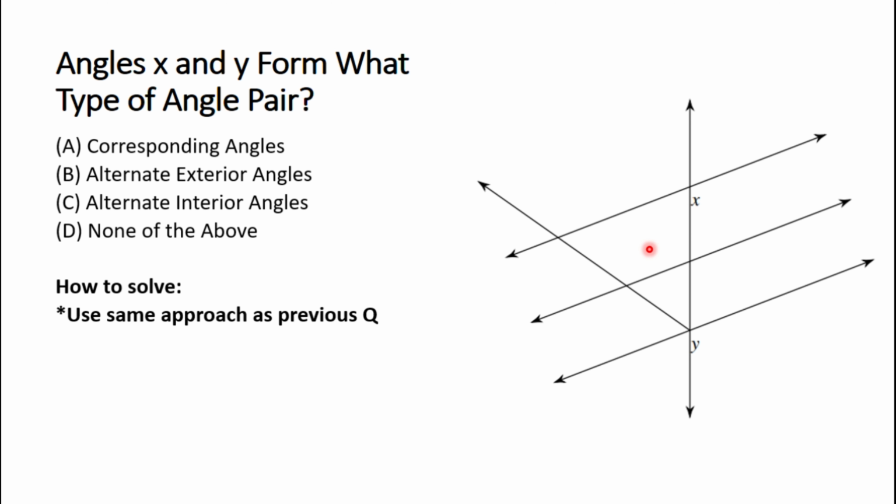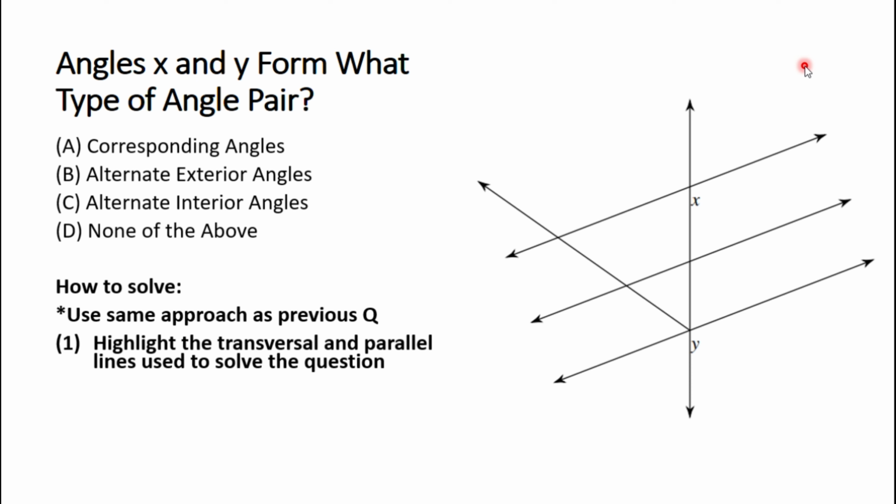Alright, so this is how you solve this question. Again, we need to focus on finding which set of parallel lines and transverse lines we're going to focus on. So x and y are lying on this transverse line, so that's our most important one. And in terms of parallel lines, it's this one here because that's where x is lying, and this one here because that's where y is situated.